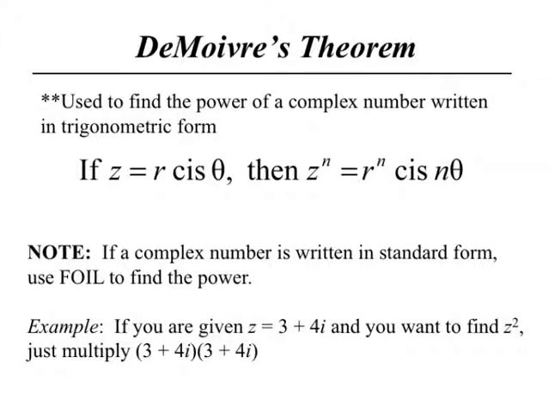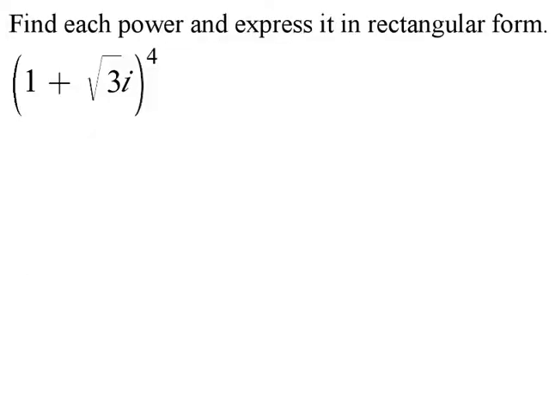So we're going to go ahead and look at an example of using De Moivre's theorem. It says, find each power and express it in rectangular form. There are two ways to do this. The first way is I could write out 1 plus root 3i four times and multiply them all out. That's an option. Or I can use De Moivre's theorem.